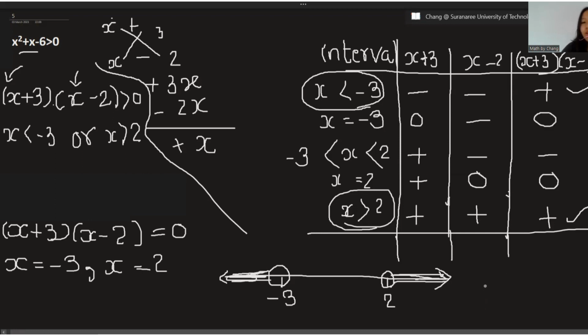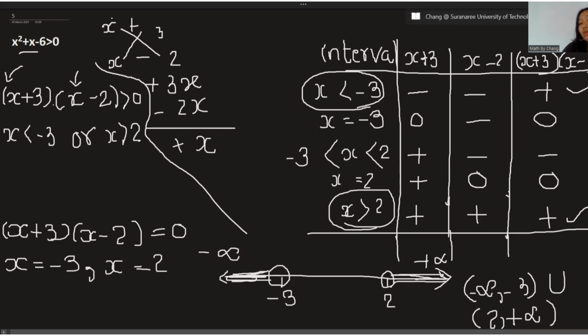For notation, the value of x exists between, okay, we will define this as minus infinity, and the right side as plus infinity, right? So minus infinity to minus 3. As there is no equality sign, you have to use the round bracket here. Union. Union means you can mix these two. So this will start from 2 to plus infinity. All right, so this is the notation, this is the graph, and this is the solution of x. So I hope you will get it. So let's do the next exercise.